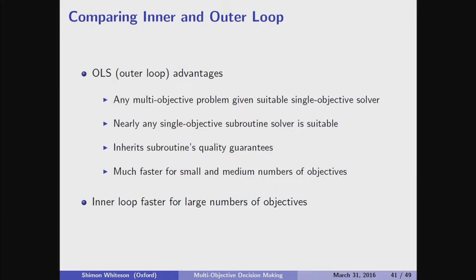So that's optimistic linear support. The main advantages of it are that I can apply this to any multi-objective problem. It's not really an algorithm. It's a generic framework that can be applied to any multi-objective problem because it's really just a wrapper around the single objective method. So I can apply it to any multi-objective problem for which I have a suitable single objective solver. What is a suitable single objective solver?